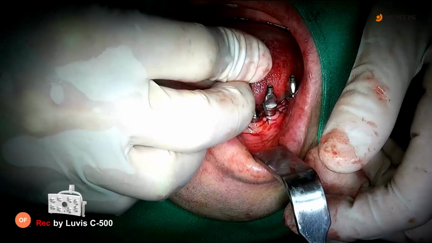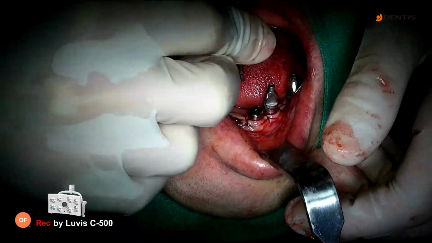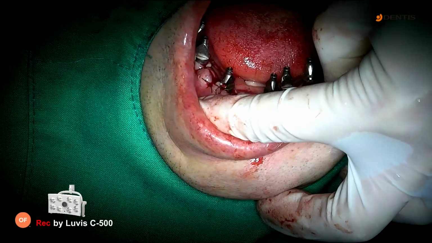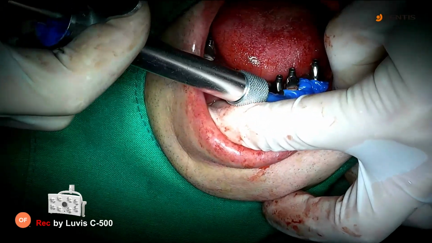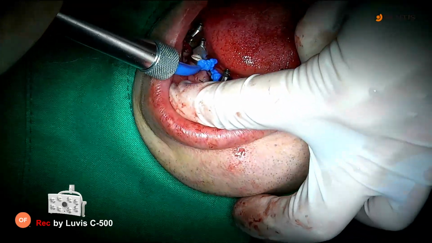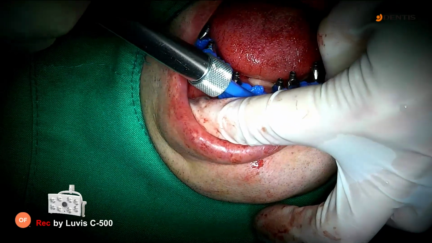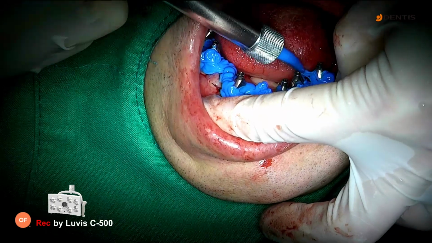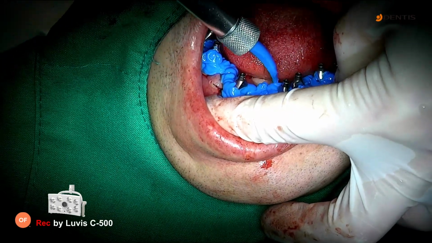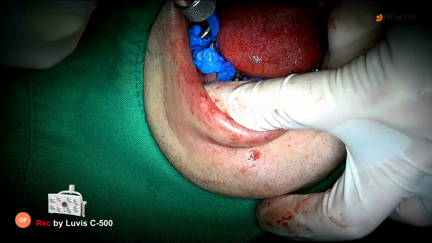This is the third healing cap. Fourth healing cap. This is the surgical impression right after surgery. With rubber impression material, medium body is okay. You don't have to use heavy body with light body. Just medium body is sufficient for impression taking from the fixture level.